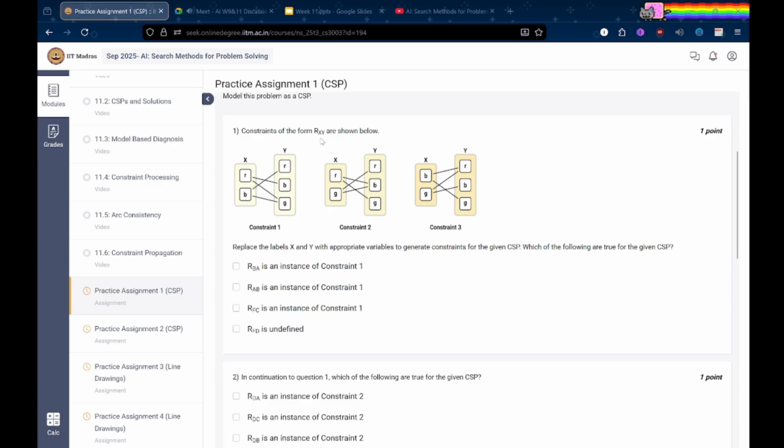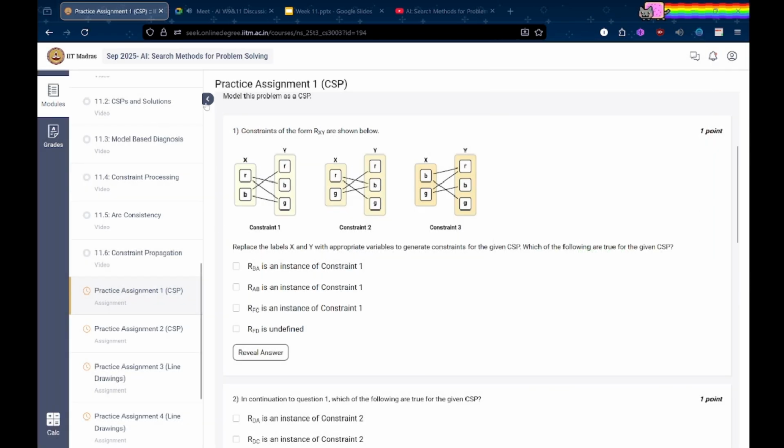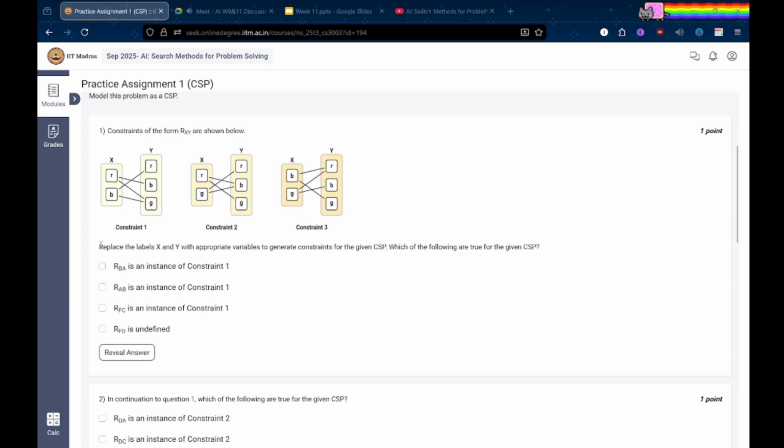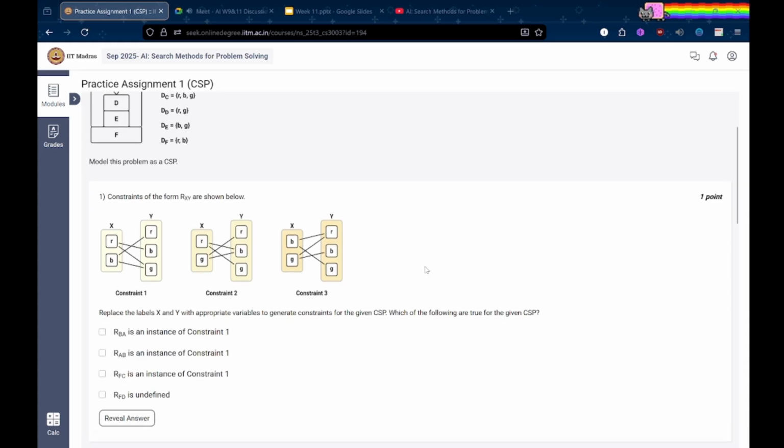The given constraints of the form Rxy are shown below. This is constraint 1, constraint 2 and constraint 3. Replace the labels x and y with appropriate variables to generate constraints for the given CSP. Which of the following are true for the given CSP? What does that mean first? Replace the labels x and y with appropriate variables to generate the constraints for the given CSP. Which of the following are true for the given CSP? Appropriate variables are in the options.